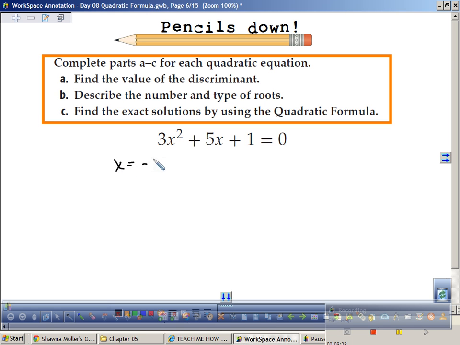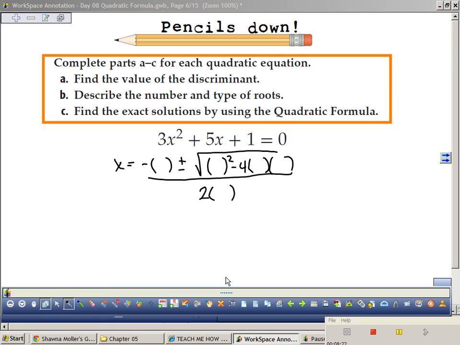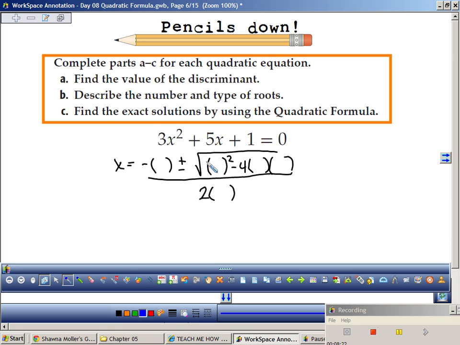X equals negative b, plus or minus the square root of b squared minus 4ac all over 2a. I shouldn't hear all the talking. It makes you want to sing it, doesn't it? Yes, I will teach you the song.